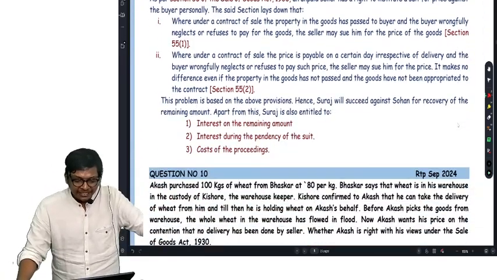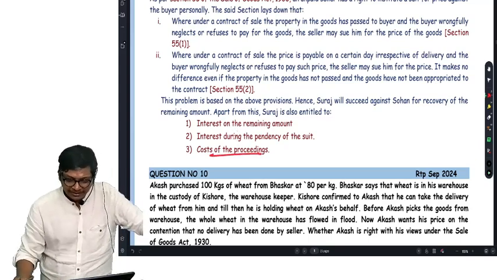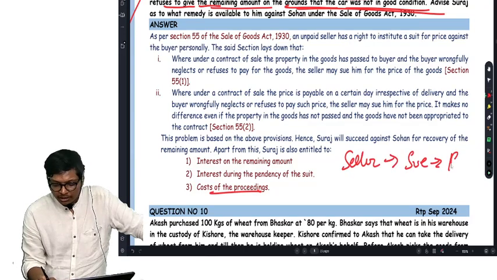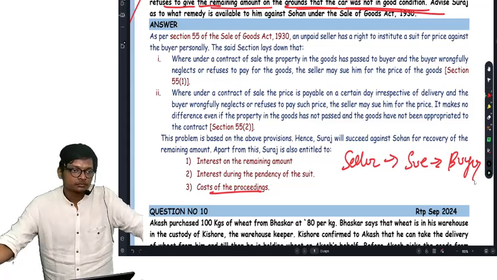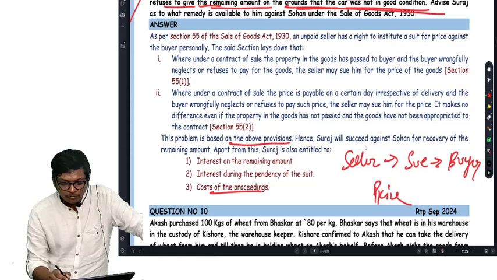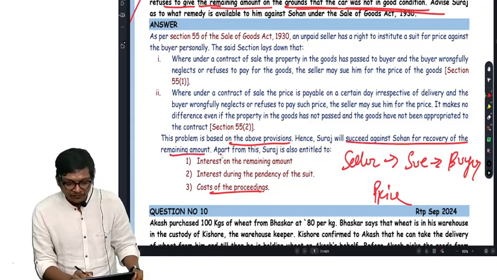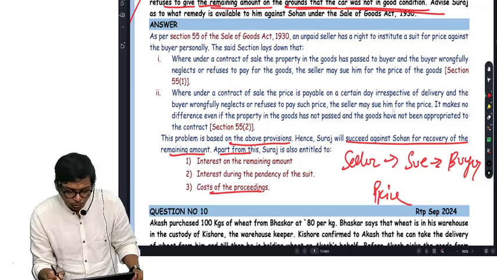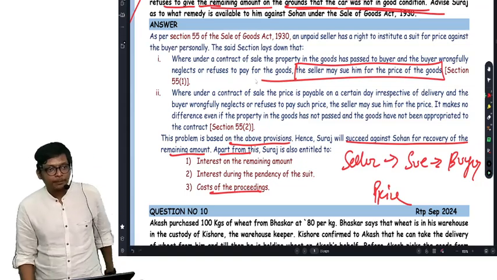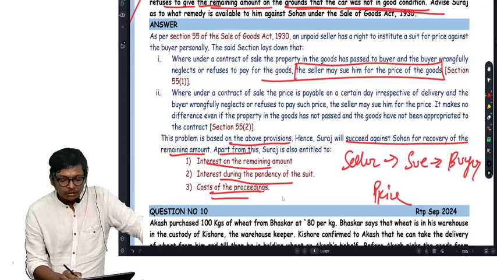What are the rights against the buyer? I have 3 rights. Cost of process. Okay, unpaid seller's right. He can sue. The seller can sue the buyer. He can sue him for price. So the problem is based on this provision. Suraj will succeed against Sohan for recovery of the remaining amount. Apart from this, here what have they written, sale of price, he can sue for price. Where is it? Yeah, he can sue him for the price of goods. Apart from this, you can also sue for interest and cost of proceedings.